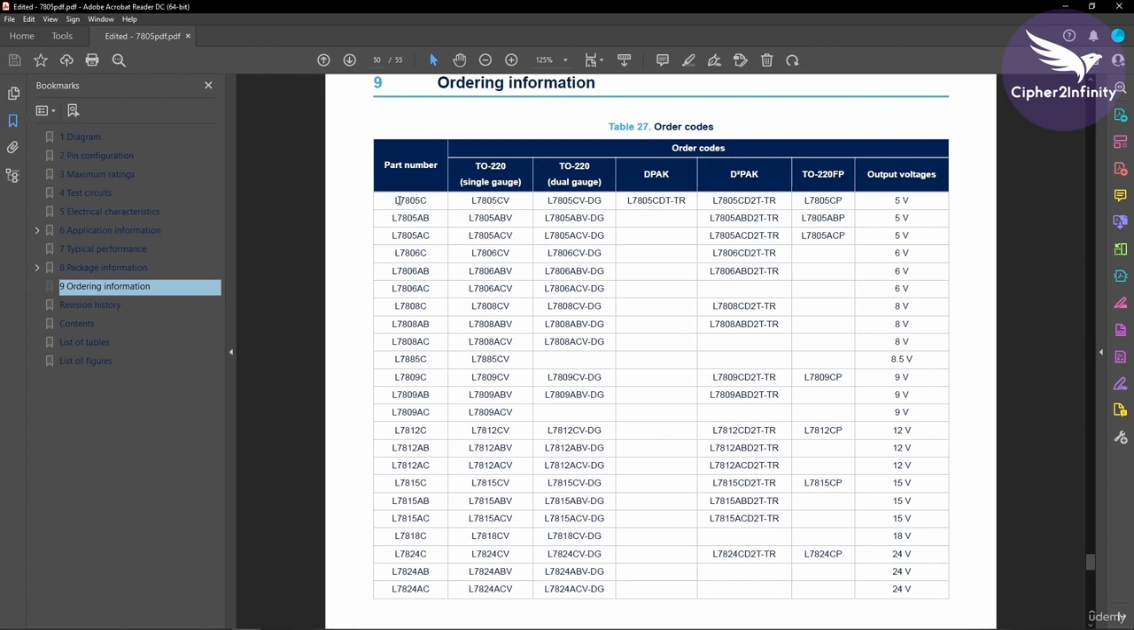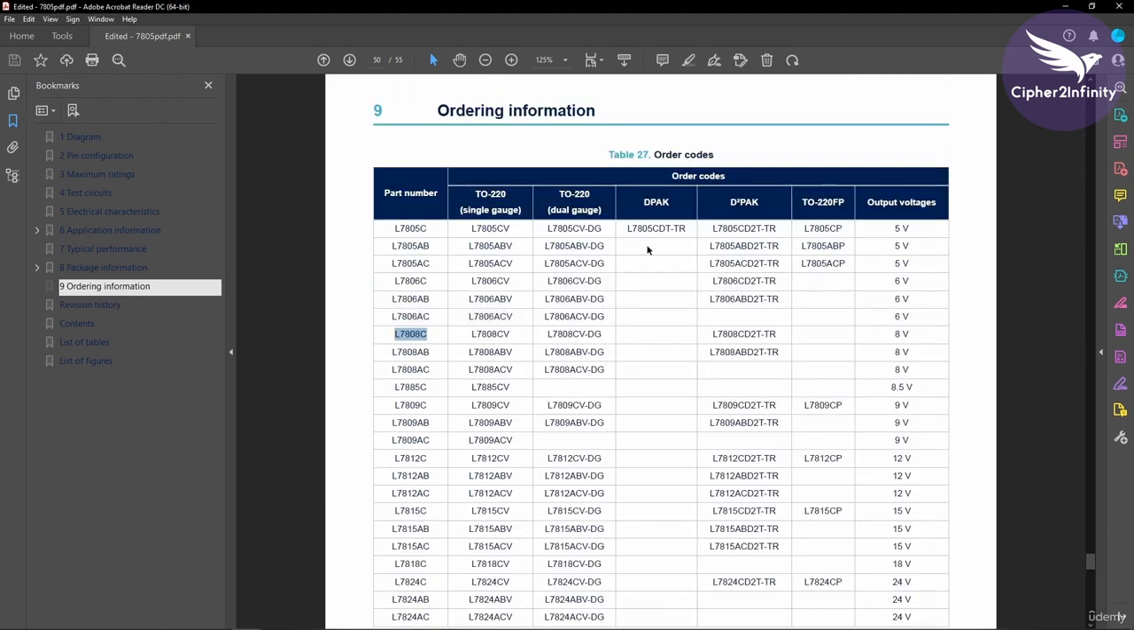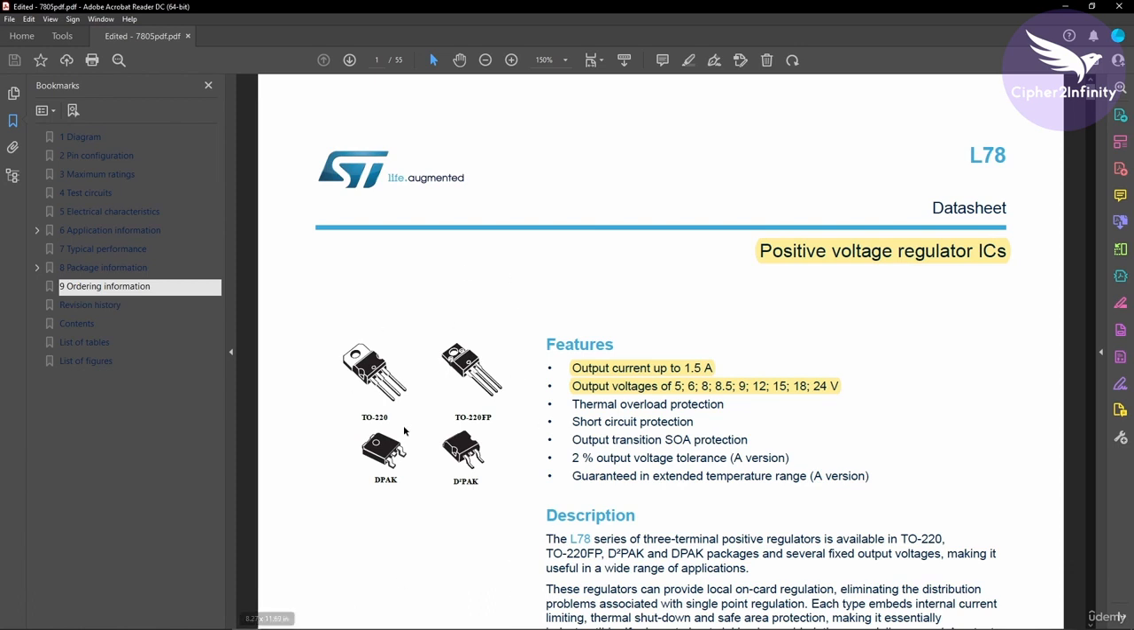These are basically the different part numbers. For example, if you want to order the regulator IC with 8 volt output, then you can use this particular part number. Likewise, they have given the part numbers for different output voltages. Alright, so that's what I wanted to tell in this video. I hope that every single thing that we discussed in this datasheet related to the 7805 IC is now clear to you. Also we discussed the structure of the datasheet. So next time, whenever you refer to the datasheet of any power supply IC, you will refer to it confidently.